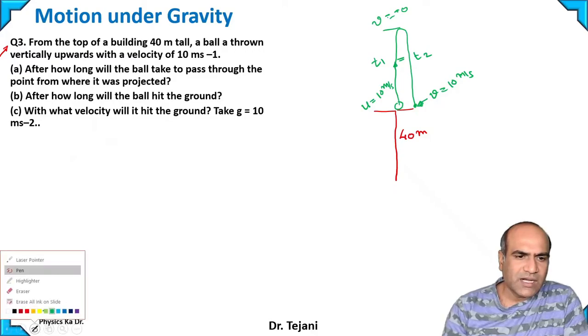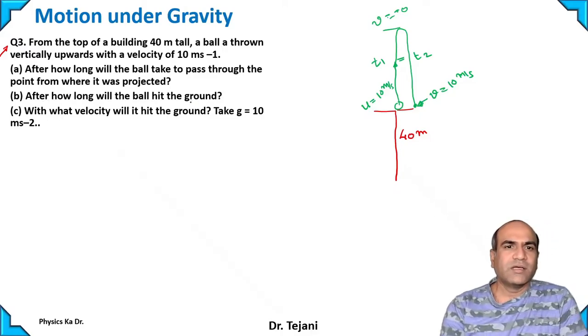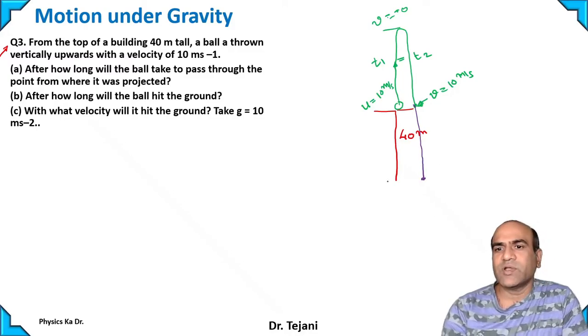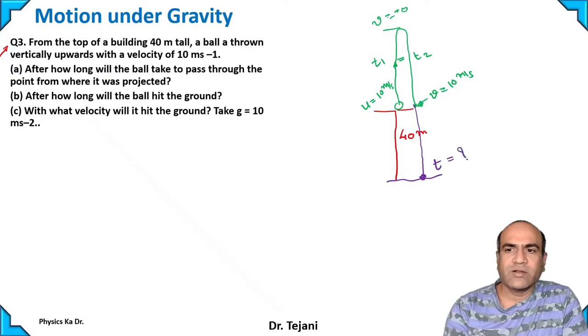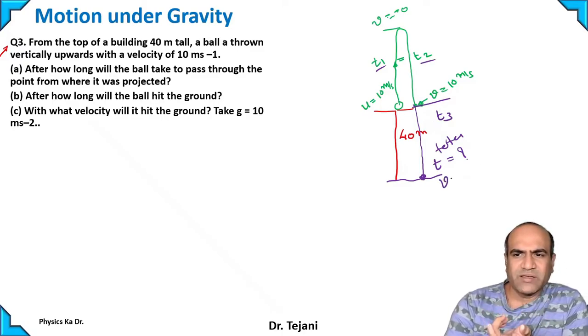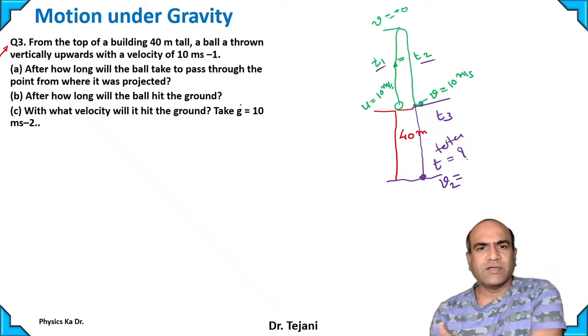The second question asked is, after how long will the ball hit the ground? So it strikes the ground, and we need the total time for that. Here t1 plus t2 gives the time required for this journey, t3, and we also need the velocity here. So let's solve it.